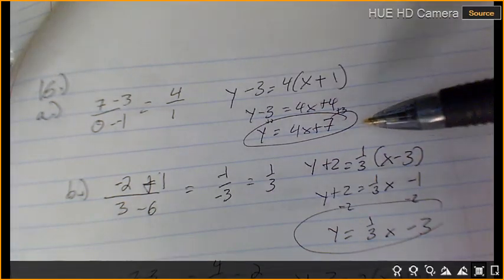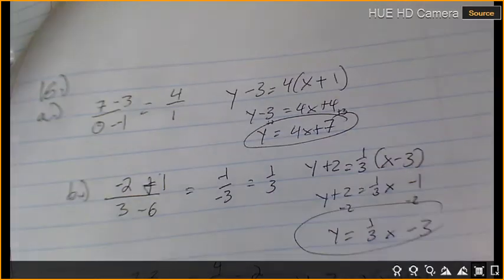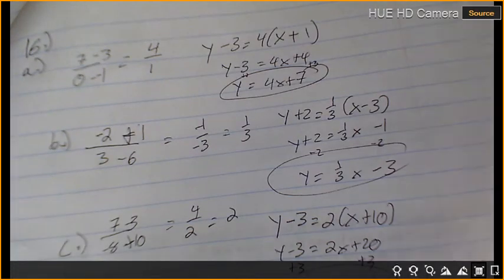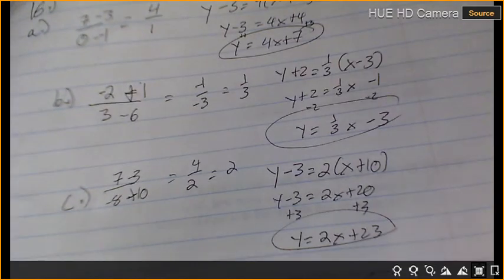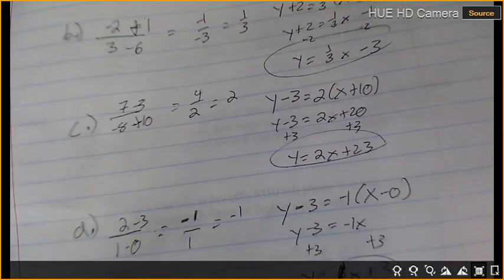So I get y equals 4x plus 7 for A. B, I get y equals 1/3 x minus 3. C, I get y equals 2x plus 23. And D, I get y equals negative 1x plus 3.